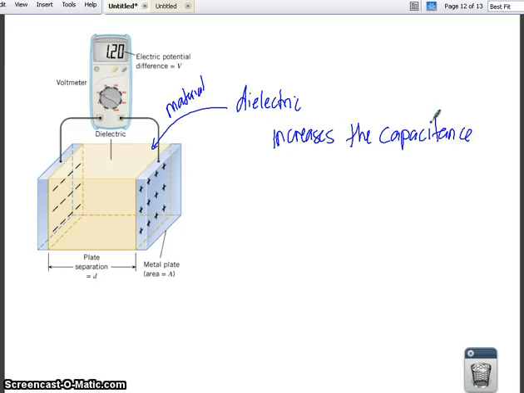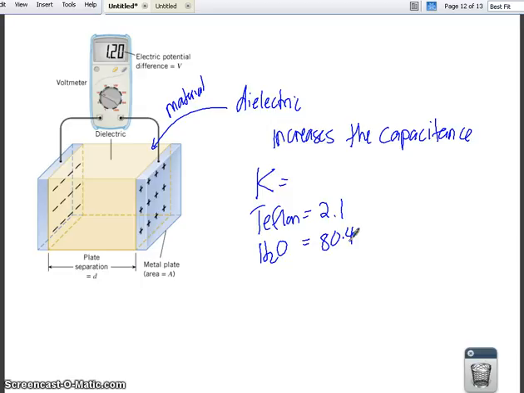Depending on what the material is will depend what the constant K is equal to, and you would look these constants up. For example, Teflon has a dielectric constant of 2.1. Water has a dielectric constant of 80.4. Way different. So a dielectric constant increases the capacitance. As we can see from this equation, C equals K epsilon naught A over D, capacitance and K are directly related. So once we put a material in between the two plates, the capacitance goes up.